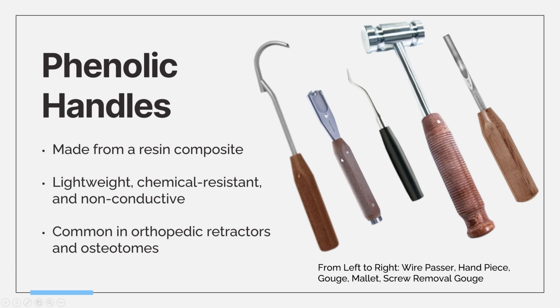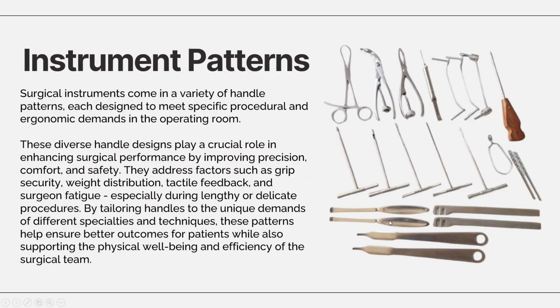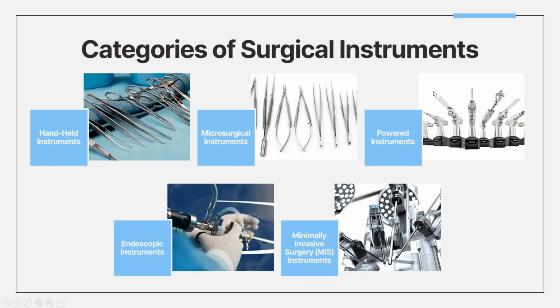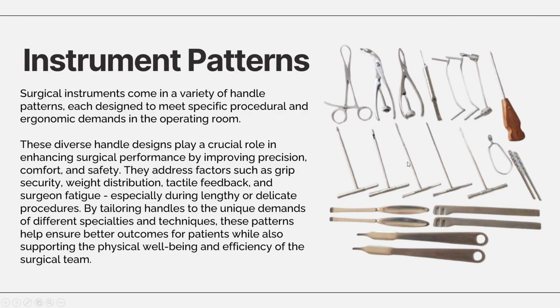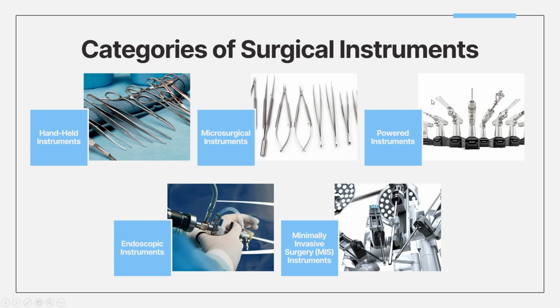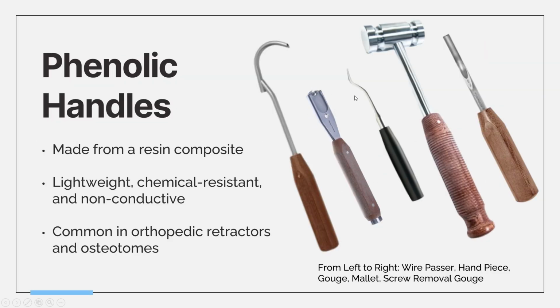So from left to right, we have the wire passer, the handpiece, a gouge, a mallet, and screw removal gouge. As you can imagine by its name, the wire passer is used to pass metal wires through it more precisely. And the handpiece is just a manual hand saw basically. So if we go back to previous pages here, we have this instrument here, which is called a reciprocating saw actually. And this saw piece here is basically inserted in this part, making it manual.